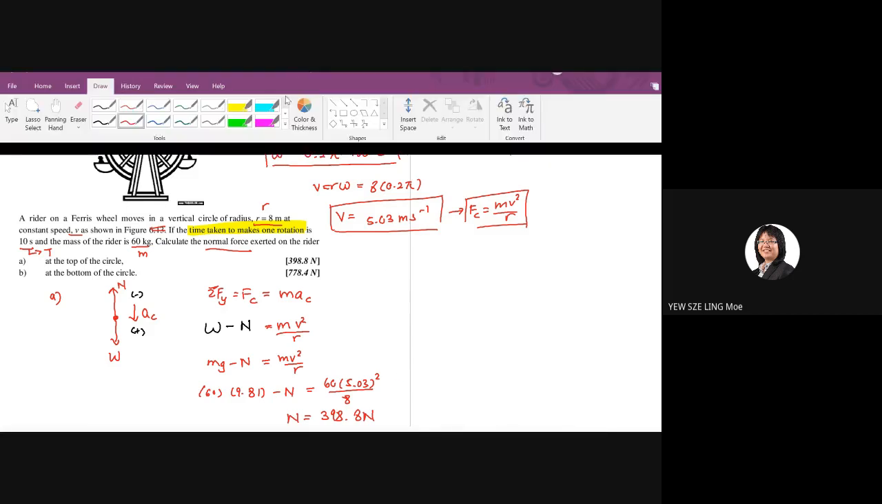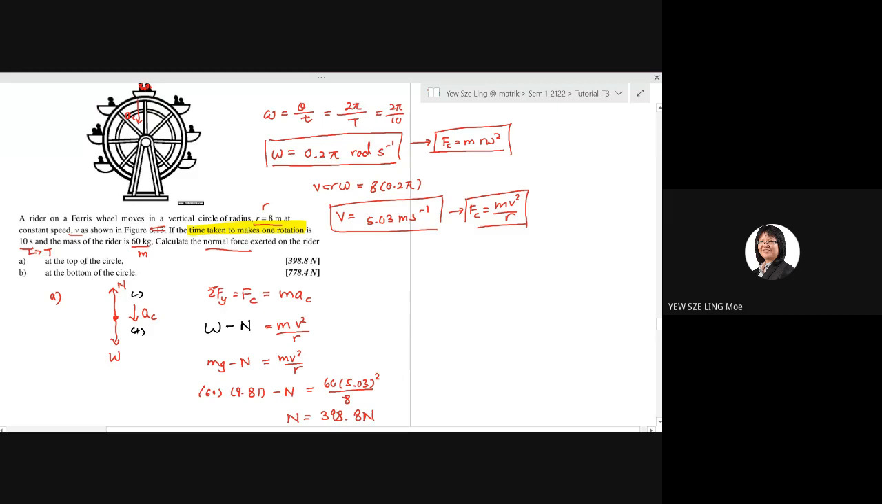Now let's look at what happens if the rider is at the bottom of the circle. So if the rider is at the bottom, the rider still has weight, because the rider is an object.